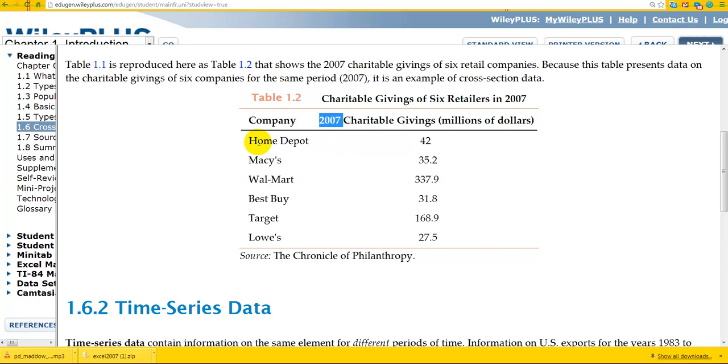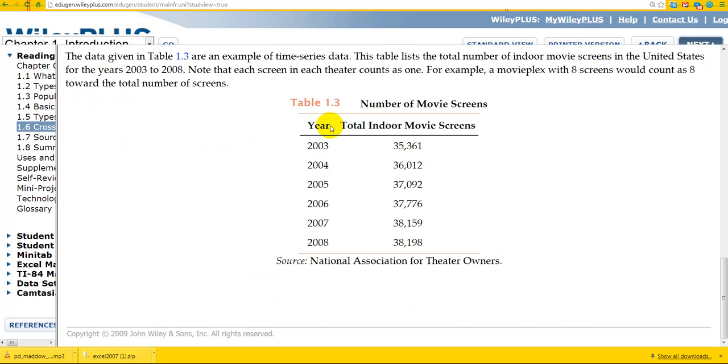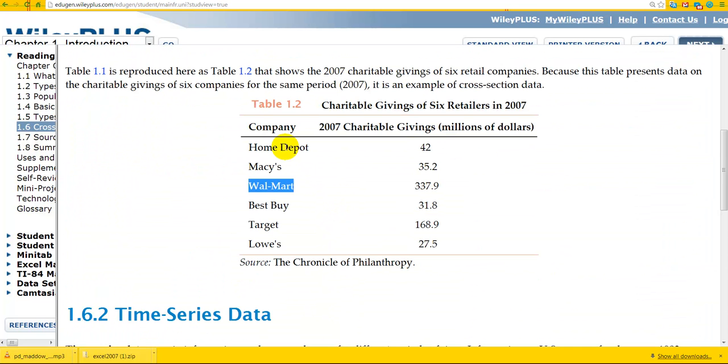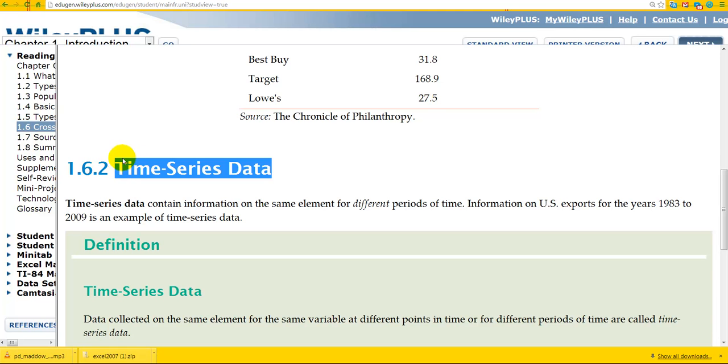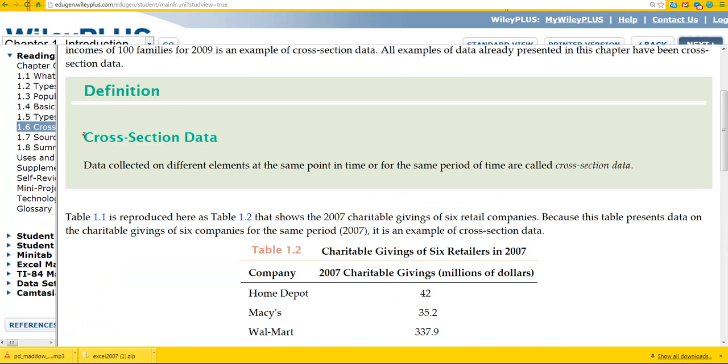Okay? So that's different, right? So time series is when you don't look at different companies at the same point in time. You look at the same thing at different points in time. So that's what we did here. We looked at number of movie screens at different points in time. Here, we're looking at different companies at the same point in time. So if we're looking at data over time, that's called time series data. If we're not, that's called cross-section data. Okay? That's the basic idea.